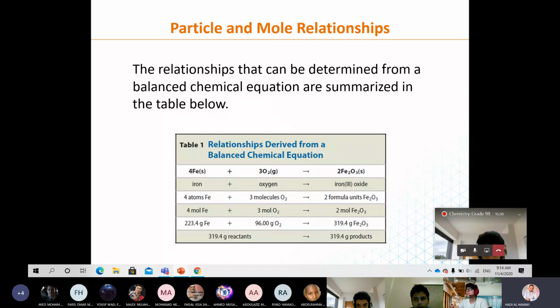Great. Depending on the balanced chemical equation, we can derive all of these. We can derive the equation, the relation between representative particles, the mole relationship, and the mass relationship. And all of these rely on what? The law of conservation of mass. Mass of the reactants equals mass of the products. Any question, please? All of you put your hands down.